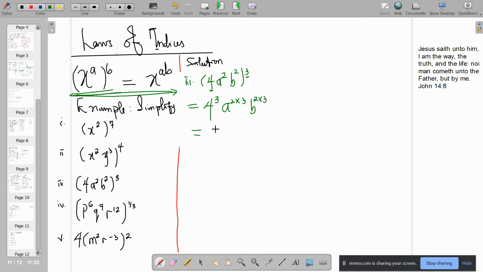And this is going to be 64. 4 raised to power 3 means 4 times 4 times 4, that's 64. Then a raised to power 2 times 3 is 6. Then b raised to power 2 times 3 again is equal to 6. And that is 64, a raised to power 6, b raised to power 6.